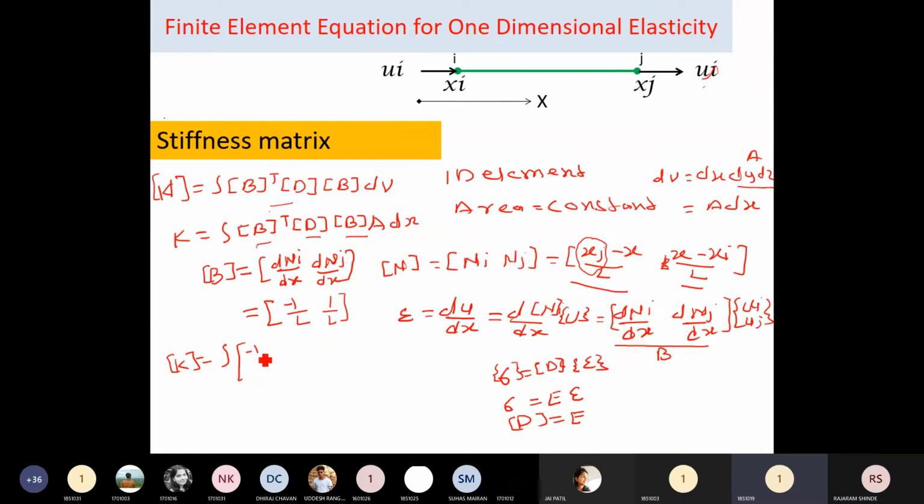Minus 1 by L. And 1 by L. Now D is the modulus of elasticity E. Next term is B, which is 1 by L, minus 1 by L again. Minus 1 by L, 1 by L, into area A dx. Have you got it?